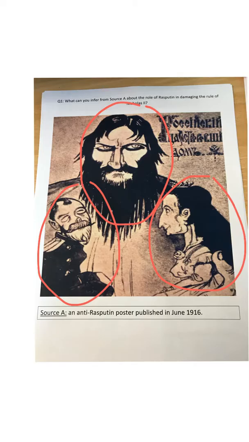A second inference that I could make is, if you look closely at the Tsarina and her eyes, she is looking up at Rasputin and not looking across at her husband, the Tsar. What can you infer from this? I can infer that Rasputin damaged the rule of Nicholas II because the Tsarina was suspected of having an affair with Rasputin. During World War I, when the Tsarina was left in charge, this affair with Rasputin caused the Tsar lots of trouble, and that's a lovely inference that you could make for this source.